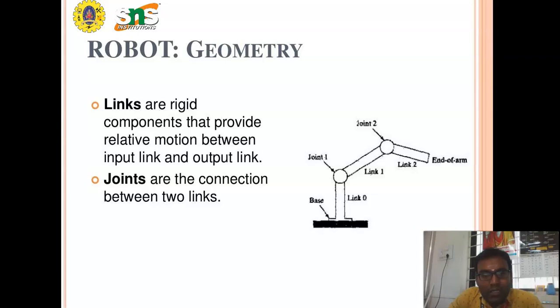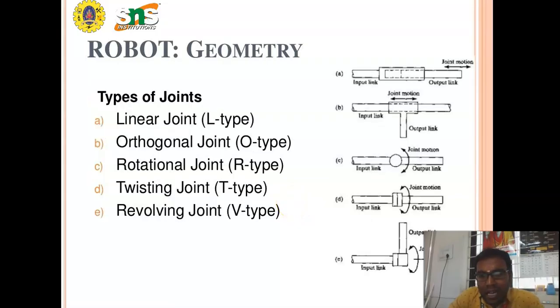Next, we are going to define the geometry of the robot. Define link. Links are rigid components that provide relative motion between the input link and the output link. This is link 0, link 1, link 2, and they are connected with the help of joint 1 and joint 2, and this is the end of the arm. Joints are the connections between 2 links. And we are going to discuss the types of joints in the robotic arm.